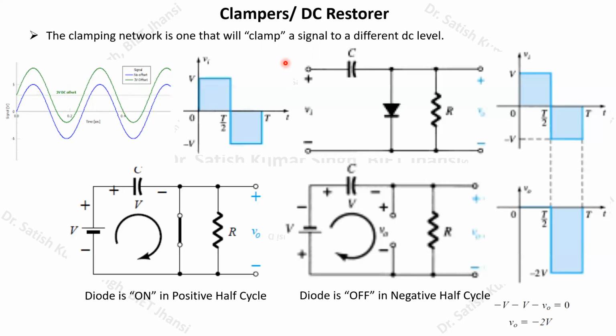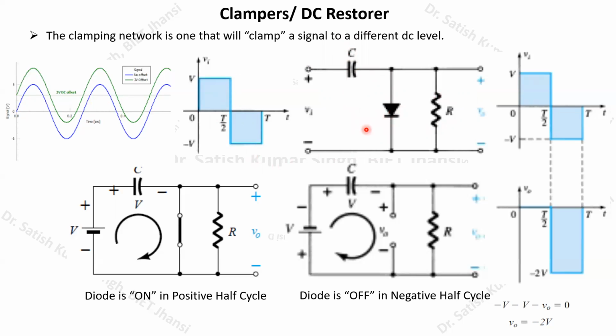So now, if you wish to perform such an operation, if you want to shift a particular signal to a particular DC level, that time we need to have a particular circuit, which consists of a diode in parallel with a resistor, and a capacitor connected in the series arm. As you know, this is called the series arm and this is our shunt arm.